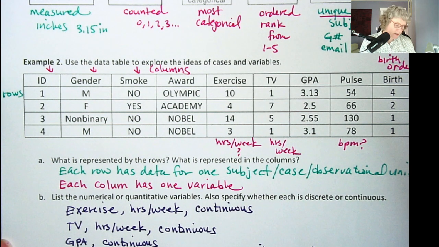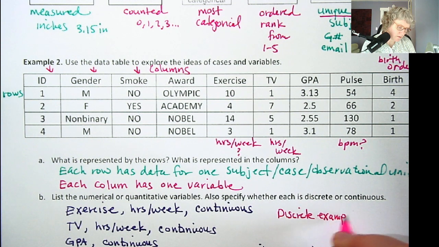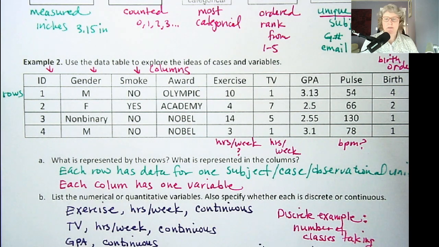So what is something numerical that would be counted? That would be discrete, because we didn't end up with any discrete things here. So it would be something where you couldn't have a decimal value. It would be something you're counting. Let's say a discrete example: how about the number of classes you're taking?